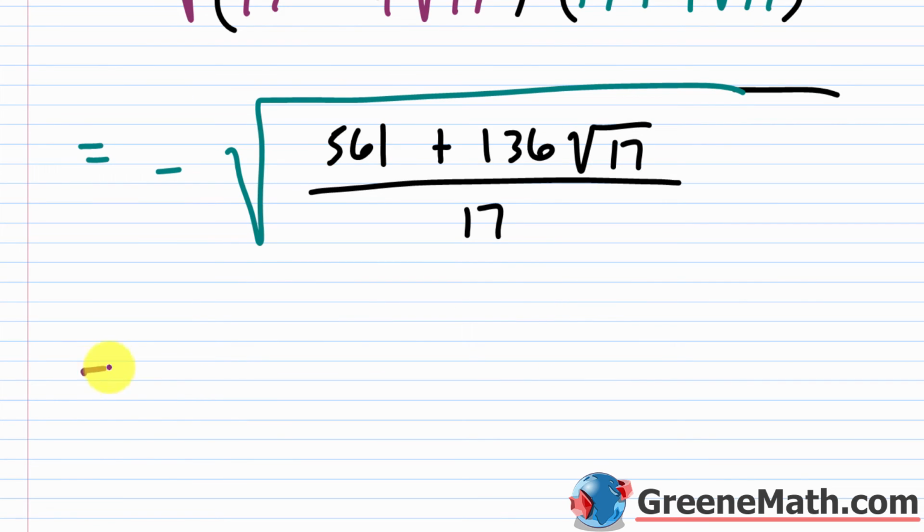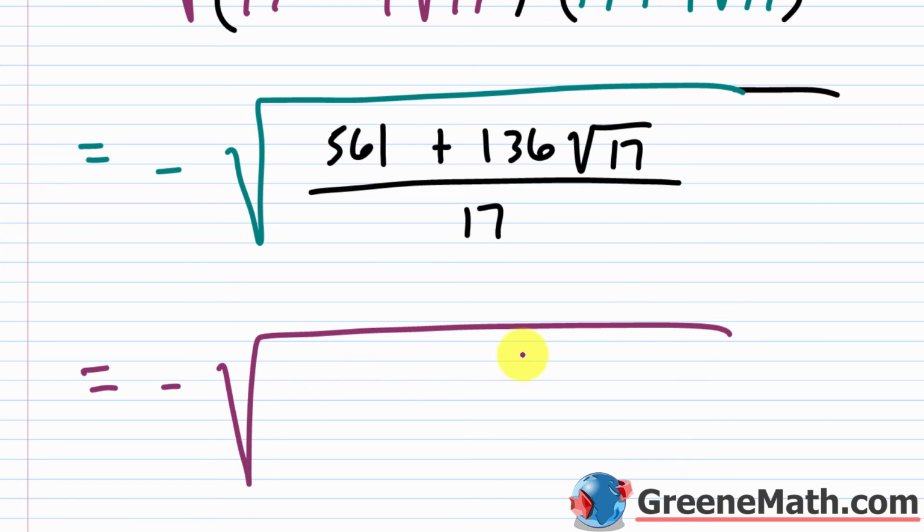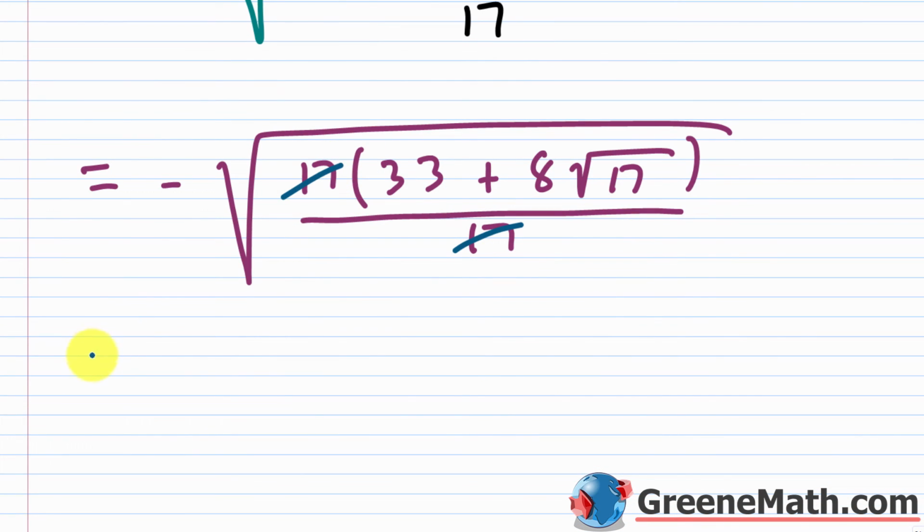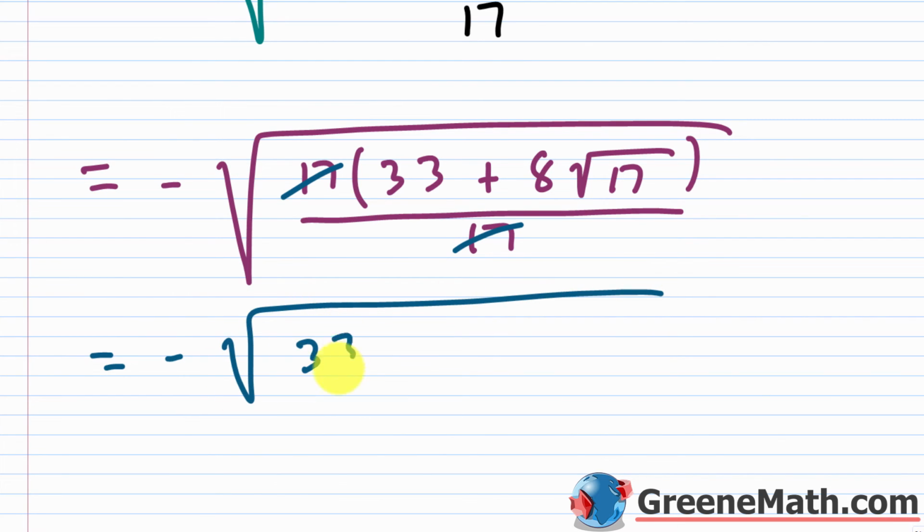So to finish up the problem, what I would do is check, is 561 divisible by 17? Well, yeah, 561 divided by 17 is 33. And then 136, is that divisible by 17? Well, yeah, 136 divided by 17 is 8. So you could say this is the negative of the square root of, I'm going to factor out a 17 from the numerator. So this would be a 33 here, and then plus an 8 times square root of 17 here. And this is over 17. So I'll cancel this with this, and I'll report my final answer. So this is the negative of the square root of 33 plus 8 times the square root of 17.